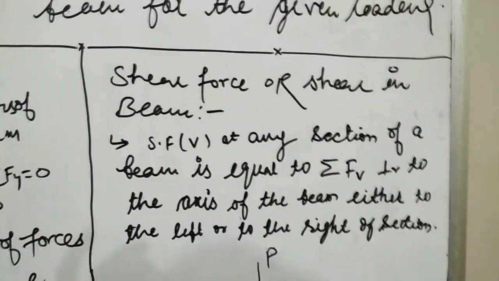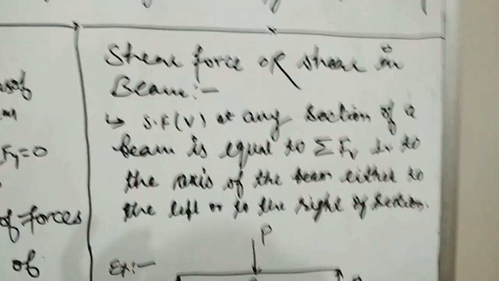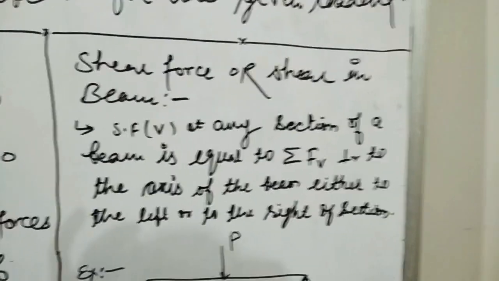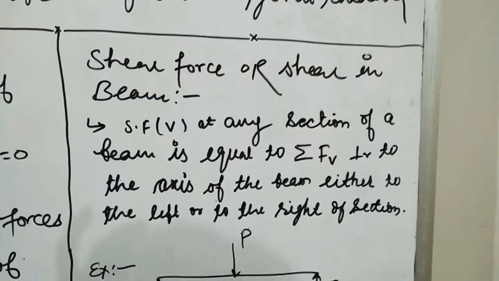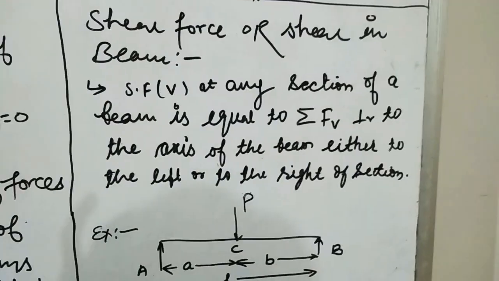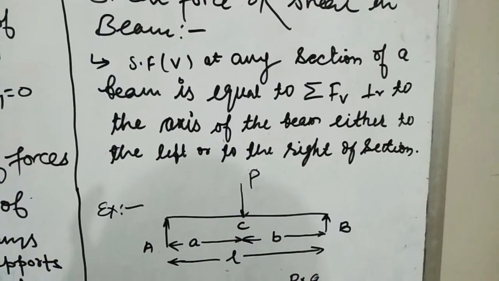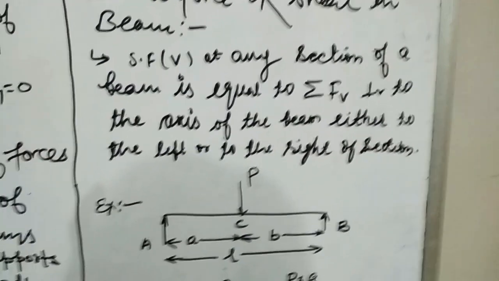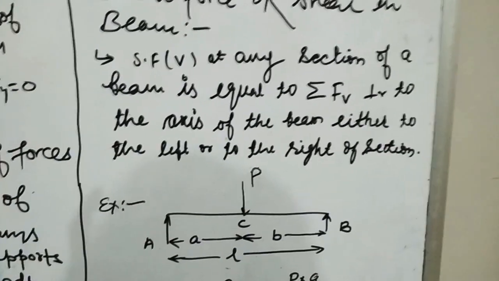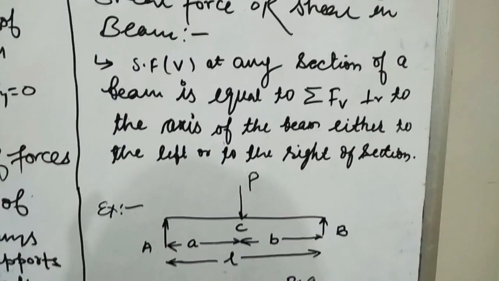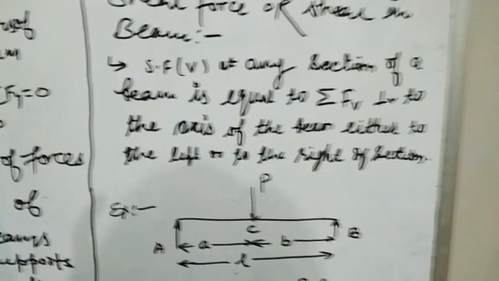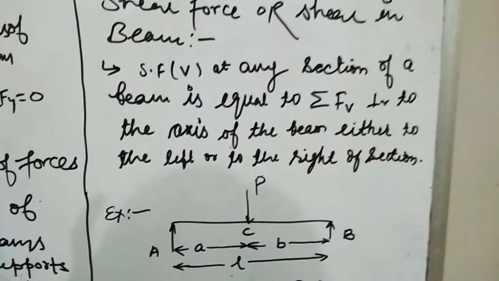Now focus on the main topic, that is the shear force, or we can say simply shear in beam. So shear force at any section of a beam is equal to the algebraic sum of all the vertical forces which are acting perpendicular to the axis of the beam, either to the left or to the right of the section.